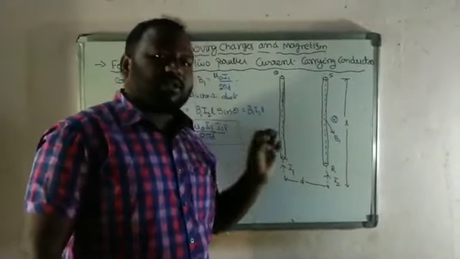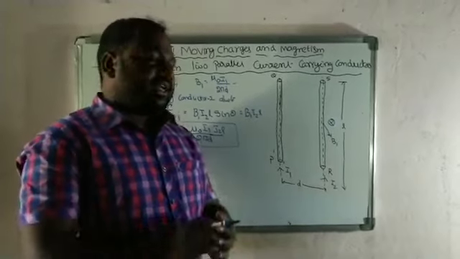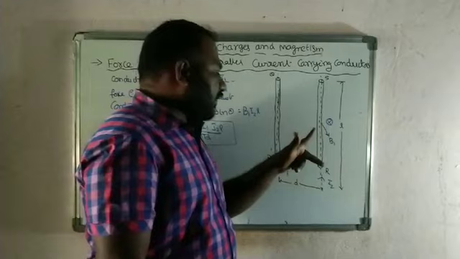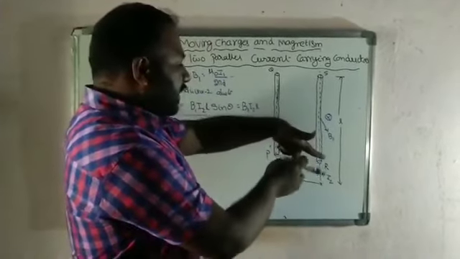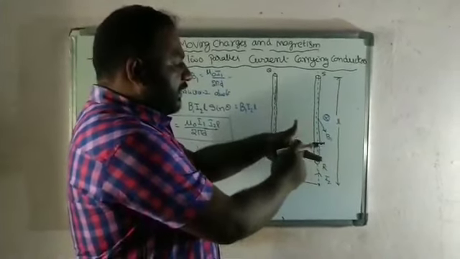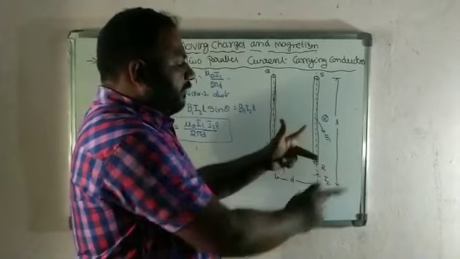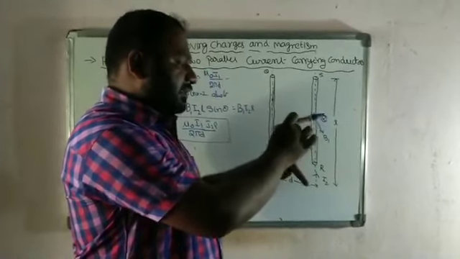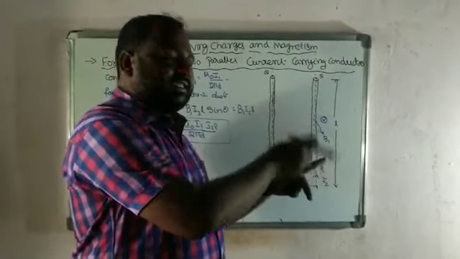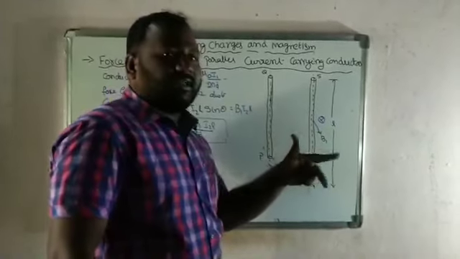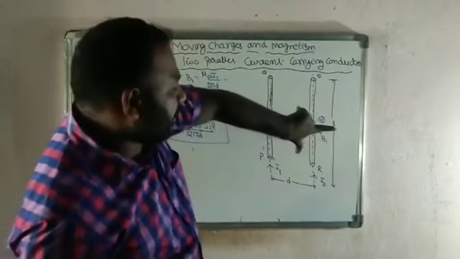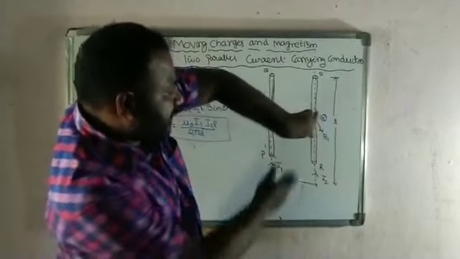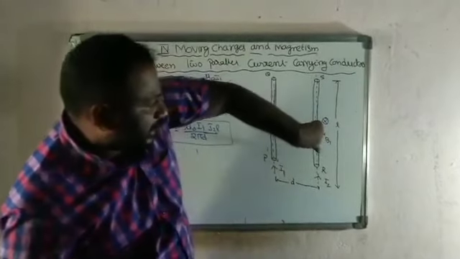Now we are going to observe what is the direction. So direction is given by Fleming's left hand rule. So here we are going to apply Fleming's left hand rule. See here, the middle finger indicates the current direction, the thumb indicates the force direction, and the forefinger indicates the field direction. So I place the finger like this.